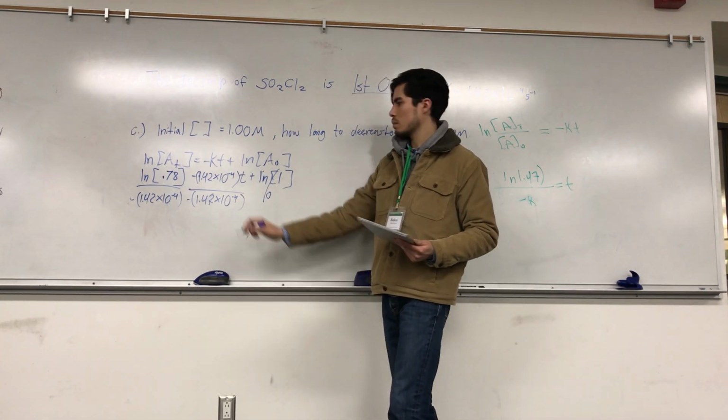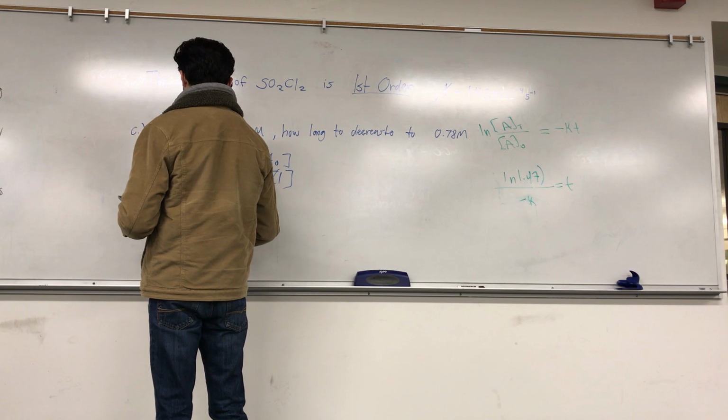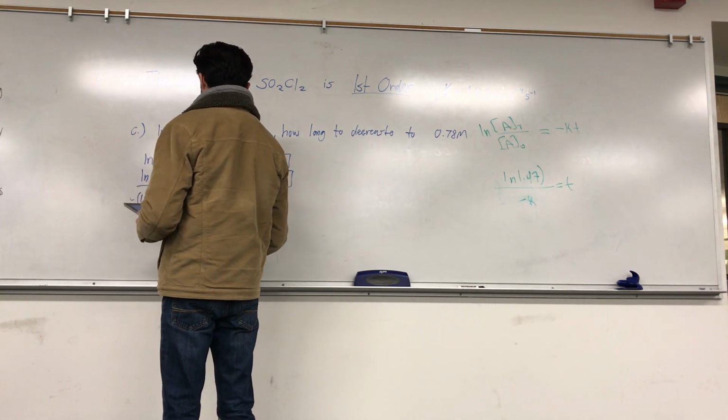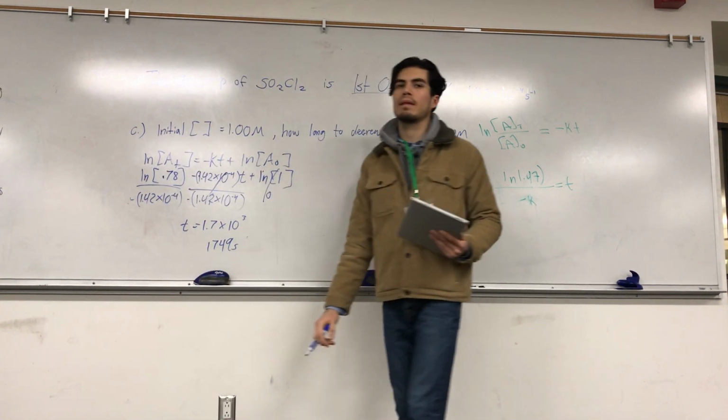19? Right. Yep. So 19 is equal to 1.73 times 10 to the 3, or 1,749 seconds. Hey, so we got it. Okay.